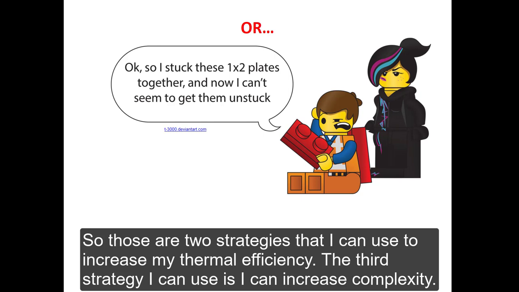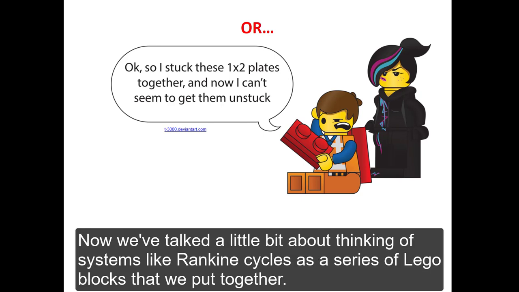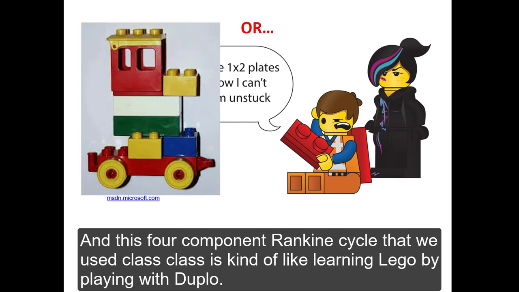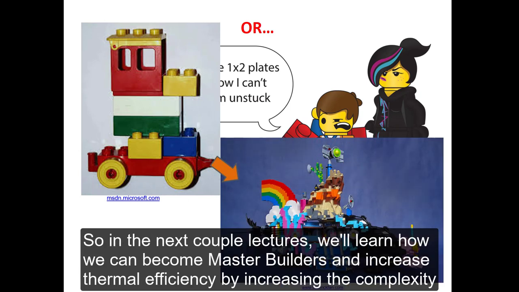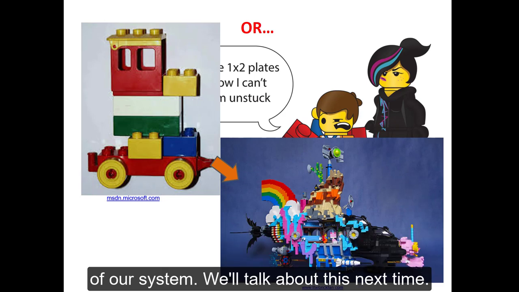So those are two strategies that I can use to increase my thermal efficiency. The third strategy I can use is I can increase complexity. Now we've talked a little bit about thinking of systems like Rankine cycles as a series of Lego blocks that we put together. And this 4-component Rankine cycle that we used last class is kind of like learning Lego by playing with Duplo. So in the next couple lectures, we'll learn how we can become master builders and increase thermal efficiency by increasing the complexity of our systems. We'll talk about this next time.